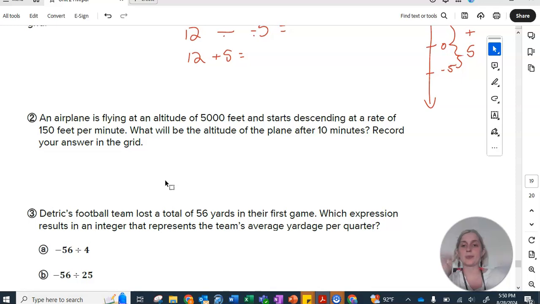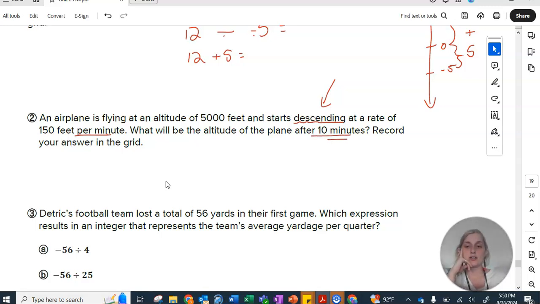Number 2, an airplane is flying at an altitude. That's what we call a height. That's really high in the sky. An altitude of 5,000 feet, and it starts descending. This word descending means going down at a rate of 150 feet per minute. For every minute that passes, they go down another 150 feet. What will be the altitude of the plane after 10 minutes?